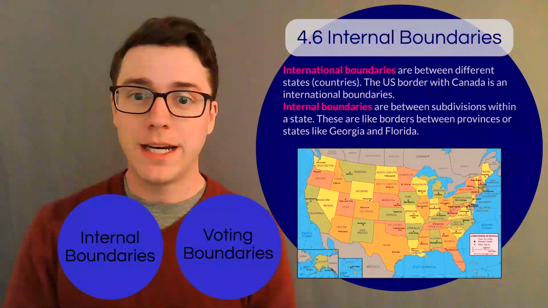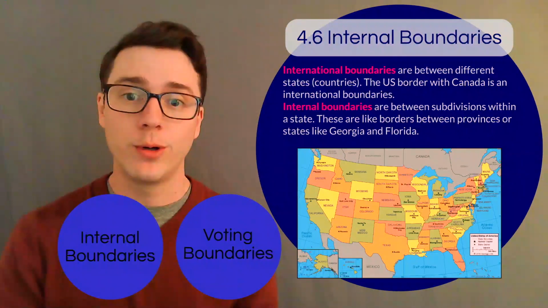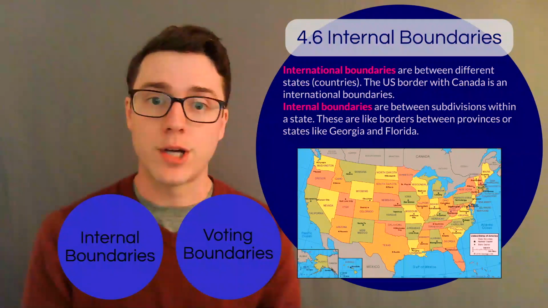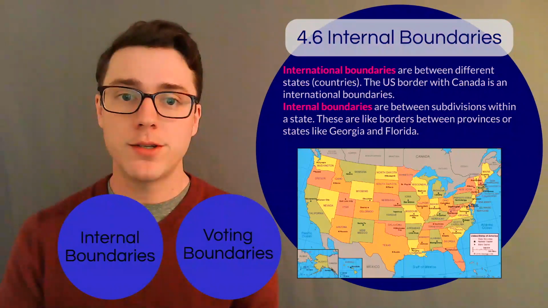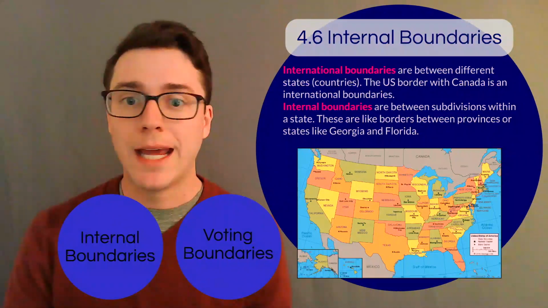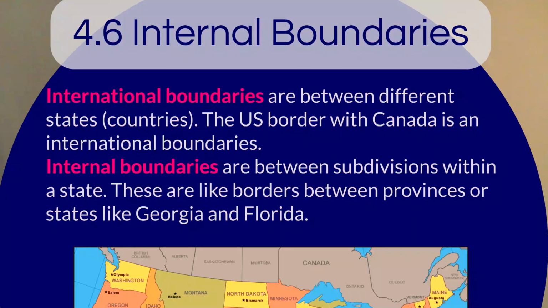Today we're going to get into internal boundaries, which is 4.6 in our Unit 4 study of political geography. So we need to first understand the difference between international boundaries and internal boundaries. International boundaries are the ones we've talked about a lot more frequently recently, where we focus on the borders between two different states. So like the US border with Canada is an example of an international boundary. Most of the borders that we talked about yesterday were international boundaries.